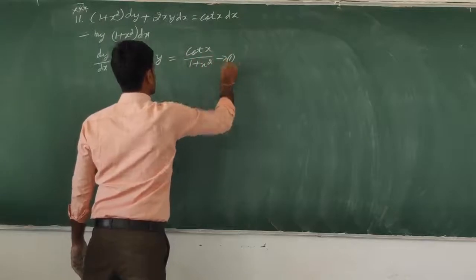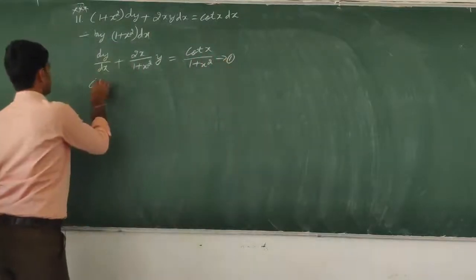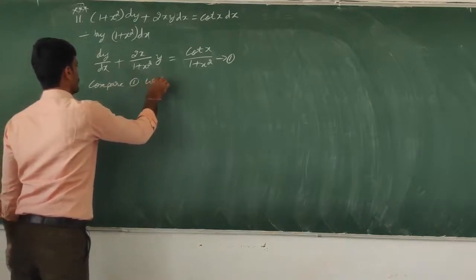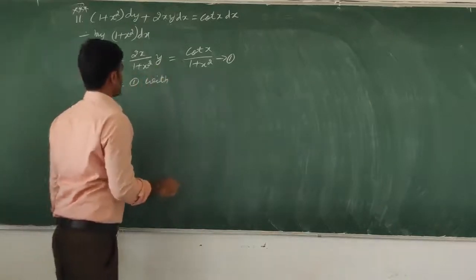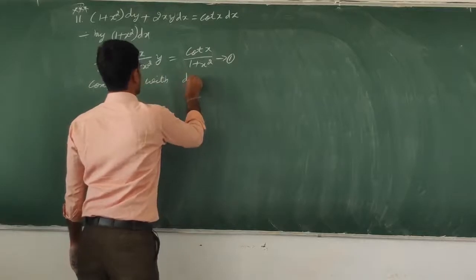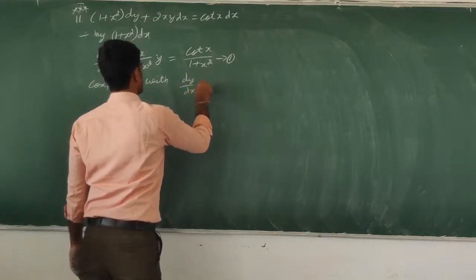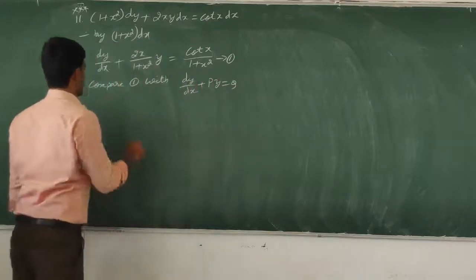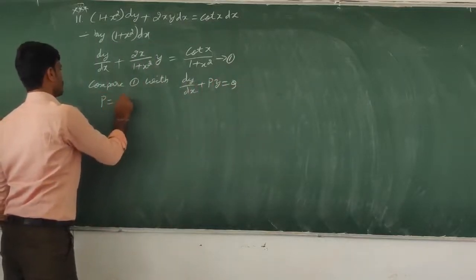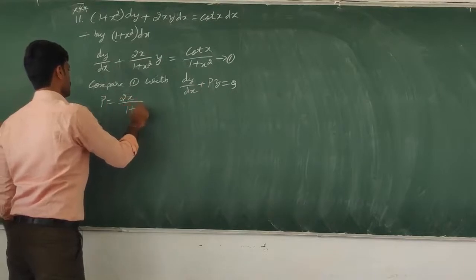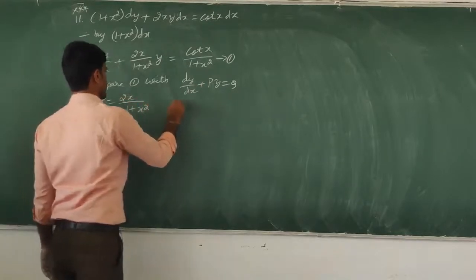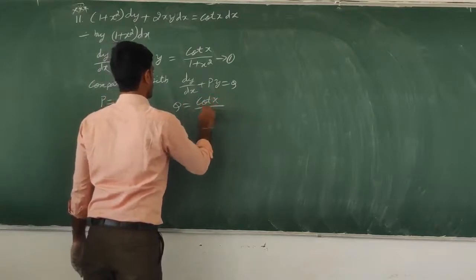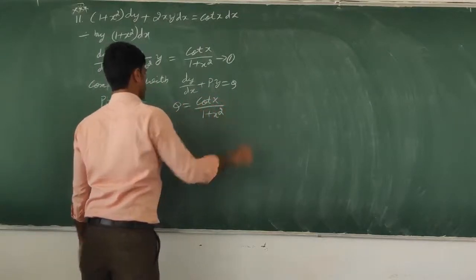Call this as equation 1. Compare equation 1 with dy by dx plus p into y is equal to q. Then we have p is equal to 2x divided by 1 plus x square and q is equal to cot x divided by 1 plus x square.